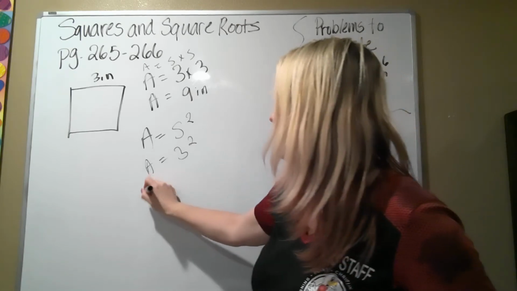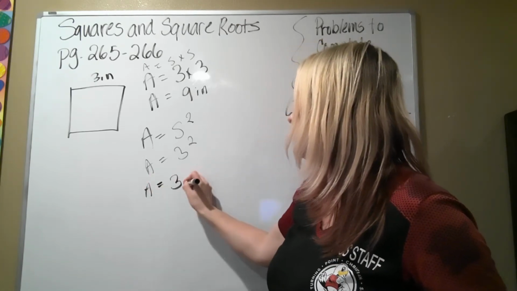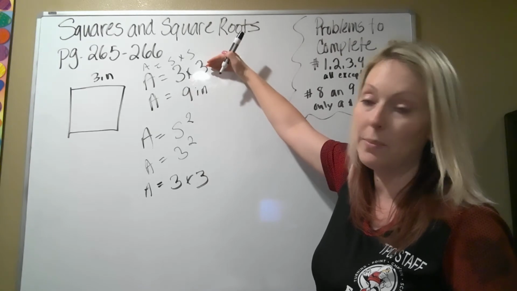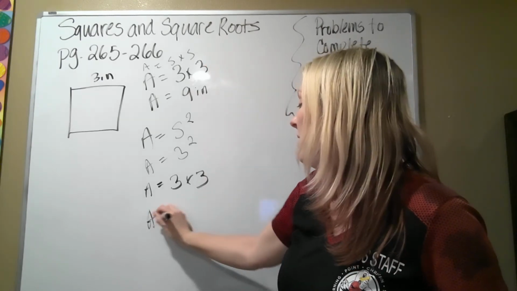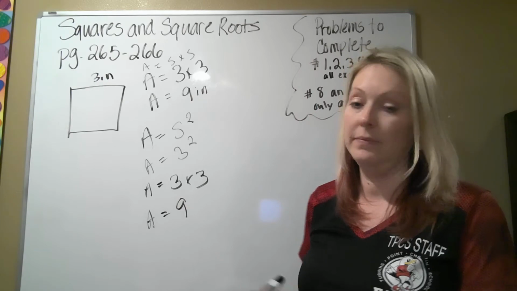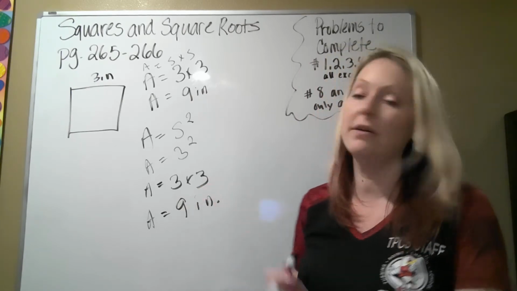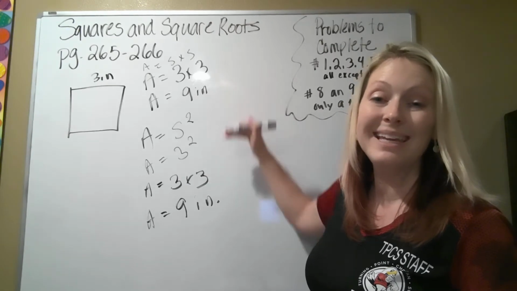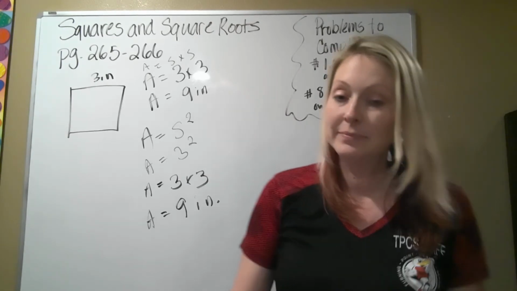What does that mean? A equals 3 times 3. Oh, look, now we're back to the same exact situation we were up here. And we have A equals 9, and our unit of measurement of inches. I got the same answer by doing it either way, okay?